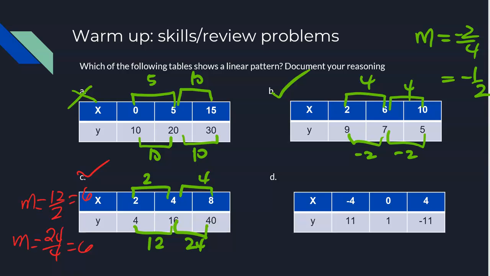Letter D. 1 minus 11 is negative 10. 0 minus negative 4 is 4. Negative 11 minus 1 is negative 12. 4 minus 0 is 4. They're not the same for y, so this is not linear.